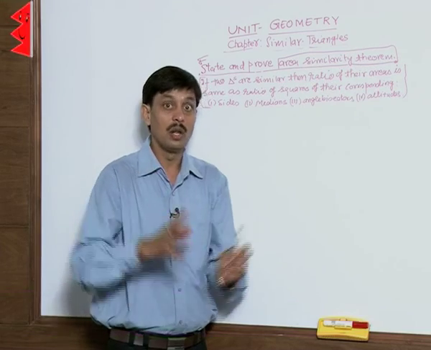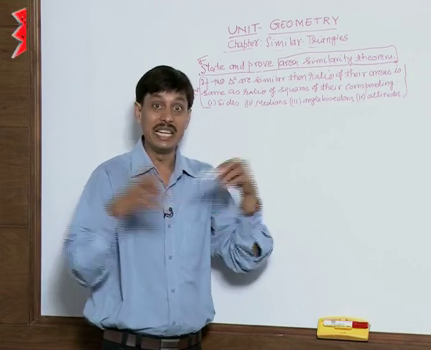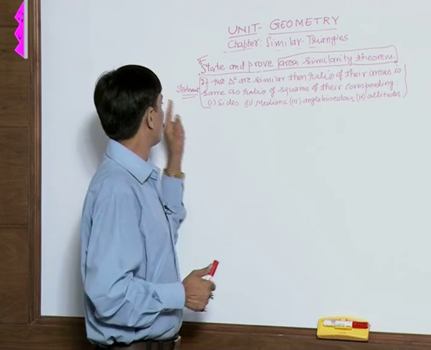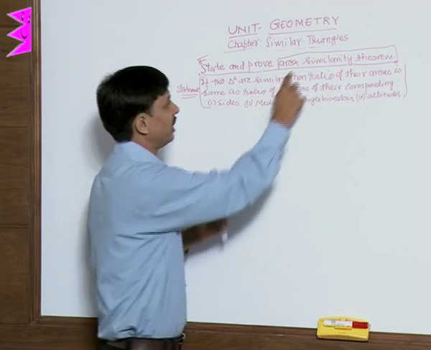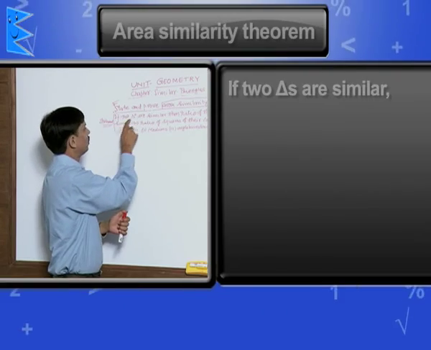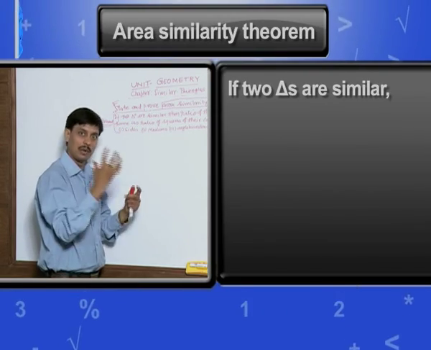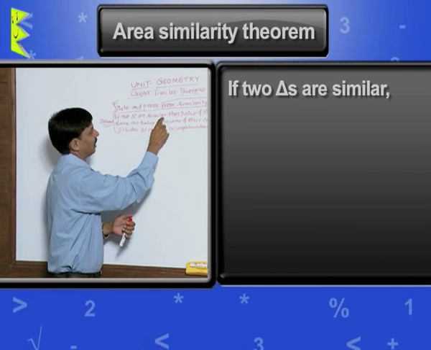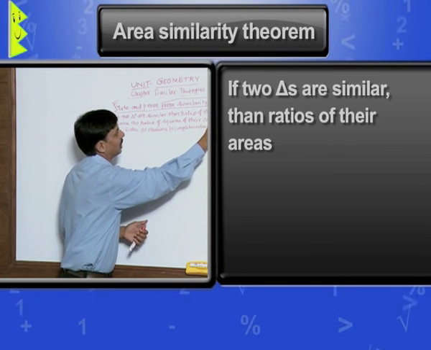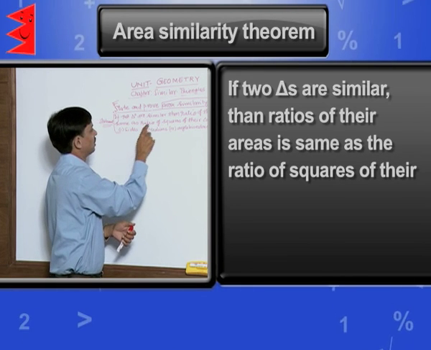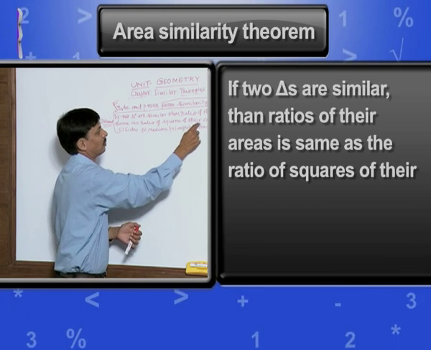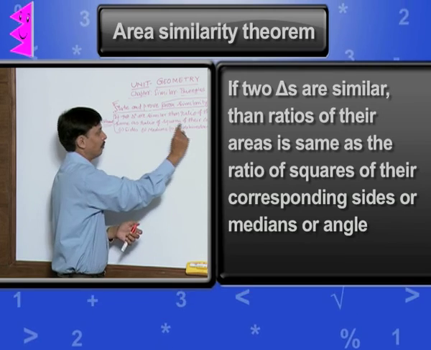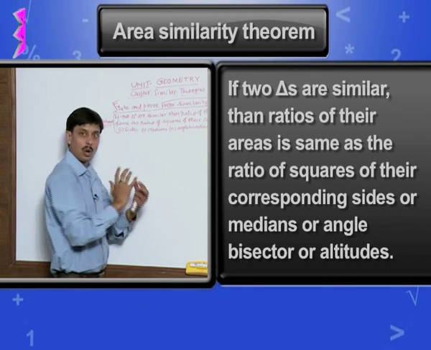So first of all, we must know what this area similarity theorem is, that is, what this statement means. The statement of the area similarity theorem is: if two triangles are similar, then the ratio of their areas is the same as the ratio of squares of their corresponding sides, or medians, or angle bisectors, or altitudes.